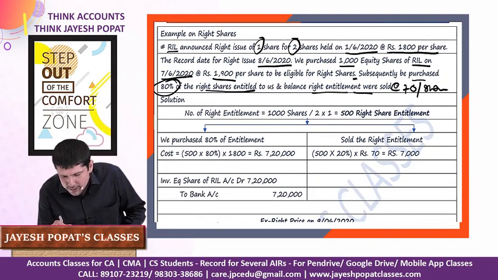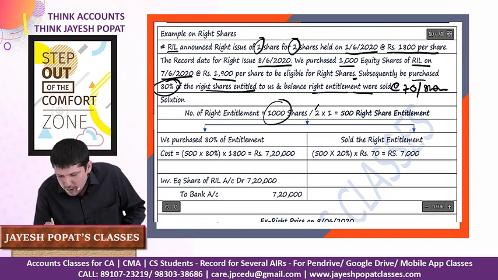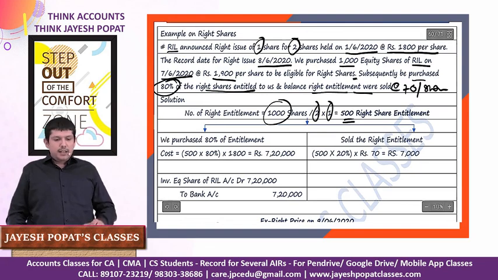Number of right entitlements: we had 1000 shares. For every 2 shares we'll get 1 share, therefore 500 right entitlements I will get.